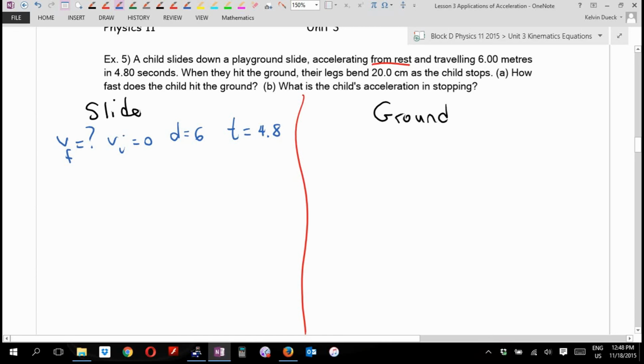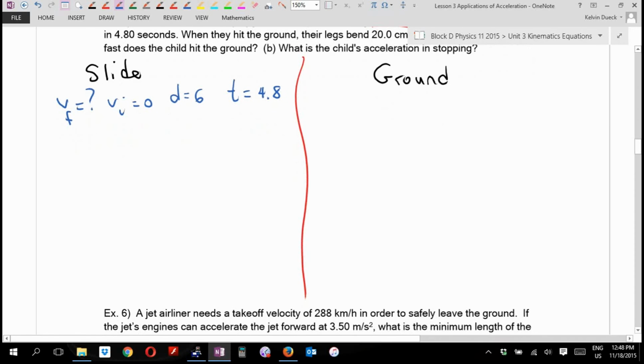Looking for an equation that has VF, VI, D, and T, and I guess no A. Which one? Can't be VF equals VI plus AT because I said no A. Can't be D equals VIT plus a half AT squared because I said no A. Yeah, second one, D equals a half.